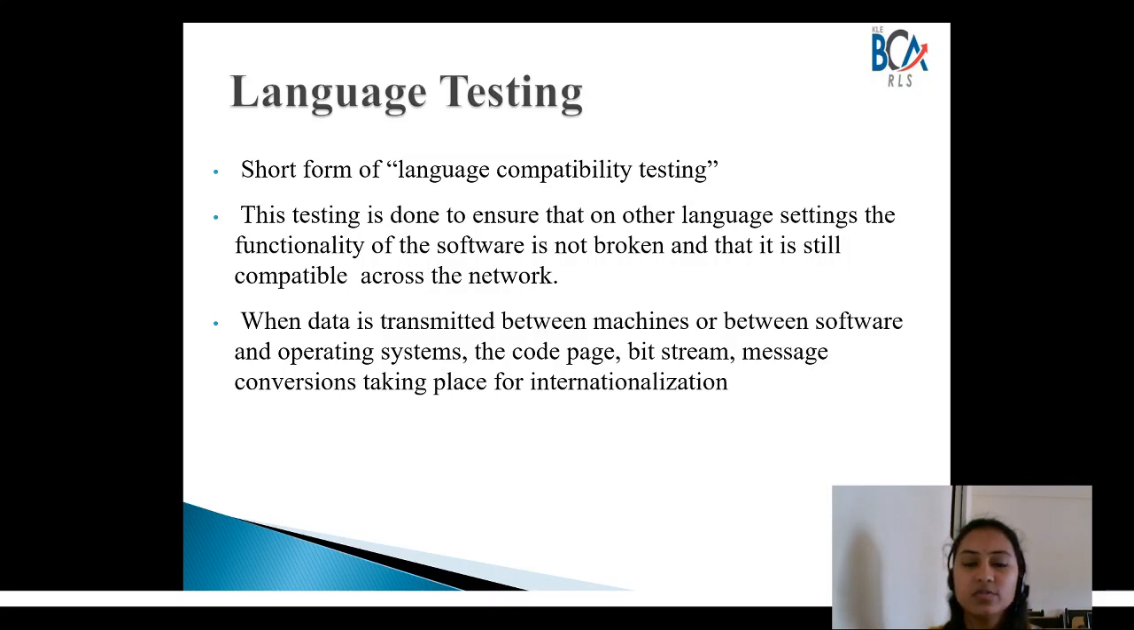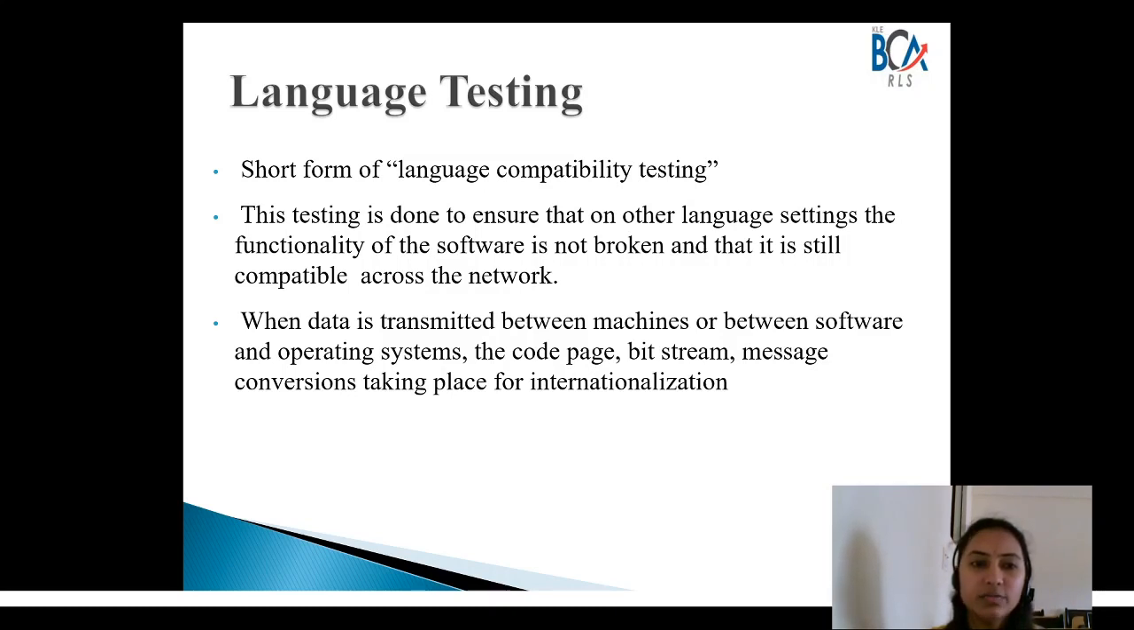And the settings of Microsoft Windows, since the software is not localized at this stage, it will still continue to respond and interact with you using English messages. So this testing is done to ensure that the functionality of the software is not broken on the other language settings and it is still compatible. You just have to make sure that the software works properly in all the different languages also. Locale testing also comes under language testing.